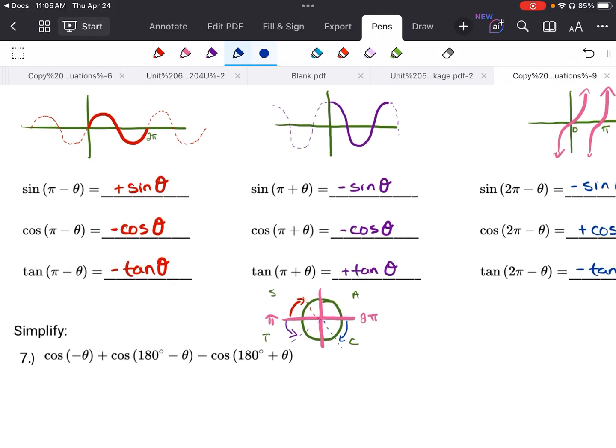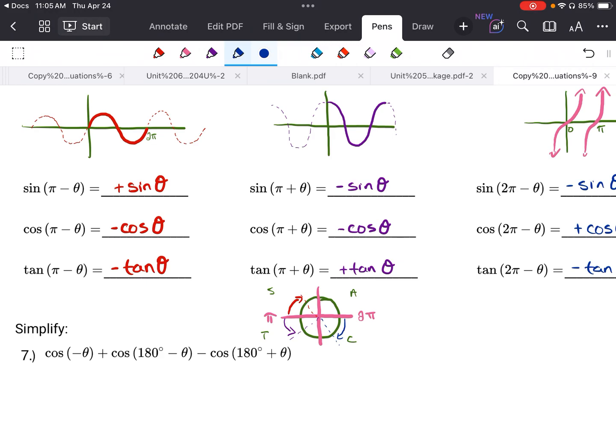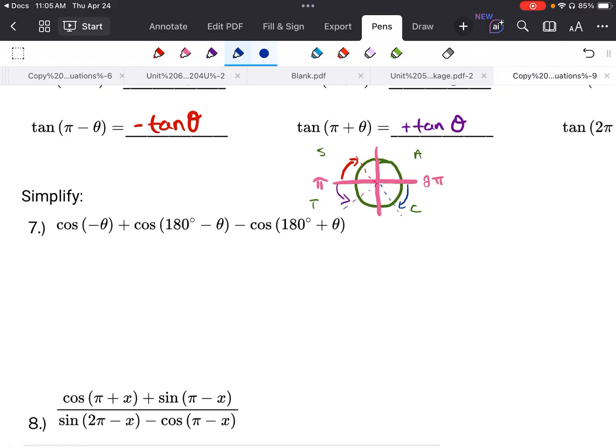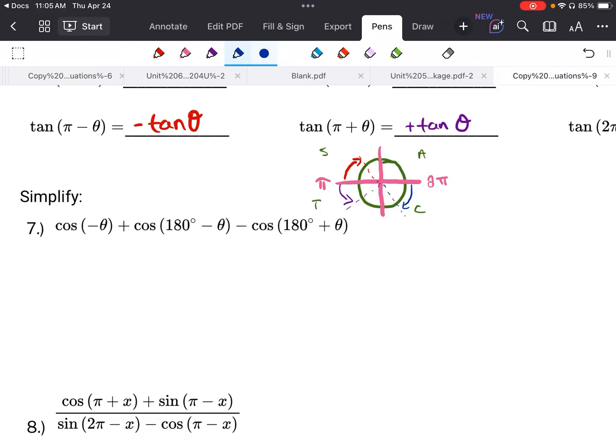Just in case we come across these, sine of pi take away theta, sine of pi plus theta, we know that it's going to be either positive or negative depending on what quadrant we're in. Now we can use these to simplify this next question: the cos of negative theta plus cos of 180 take away theta plus or minus cos of 180 plus theta. And remember, pi and 180 really mean the same thing.